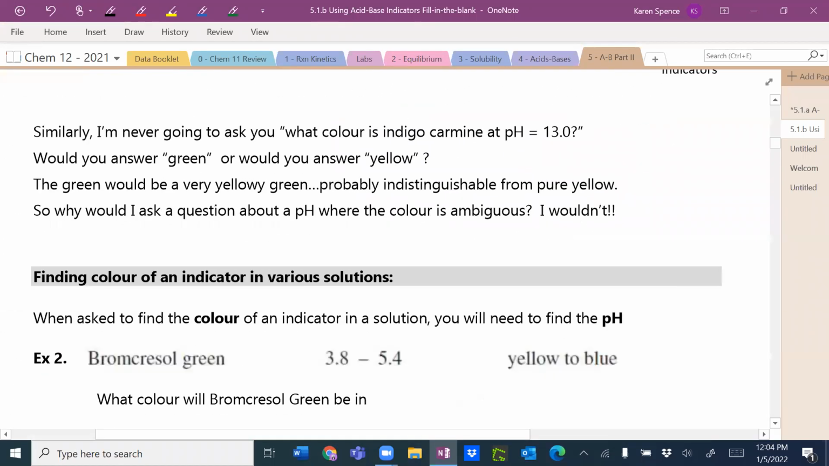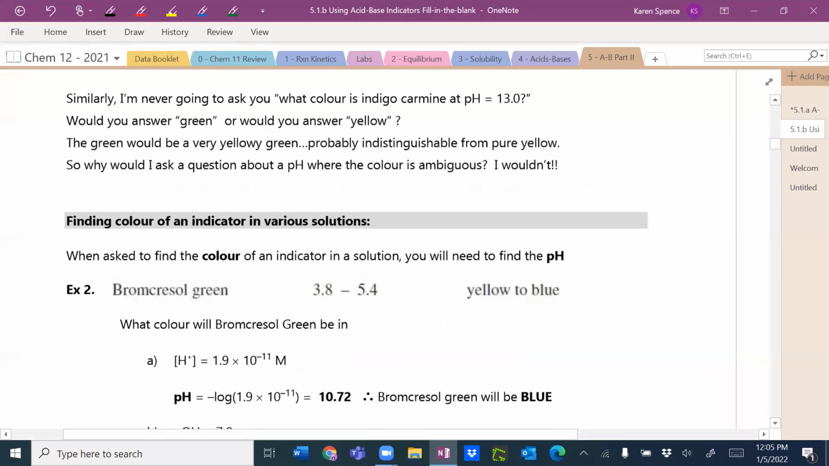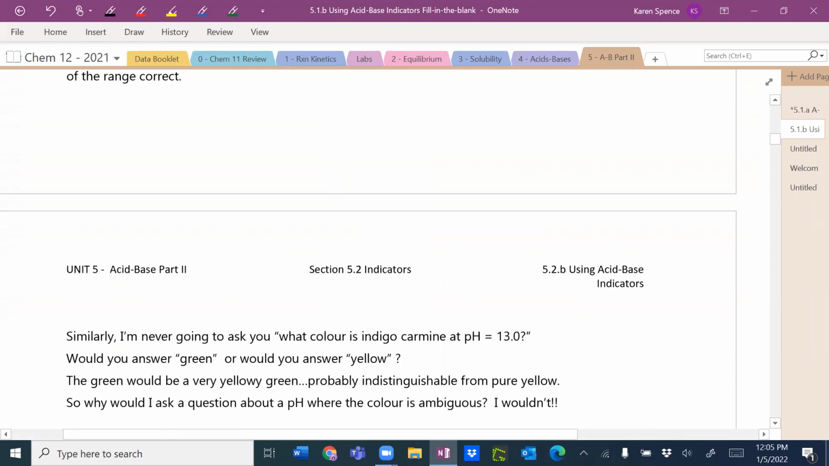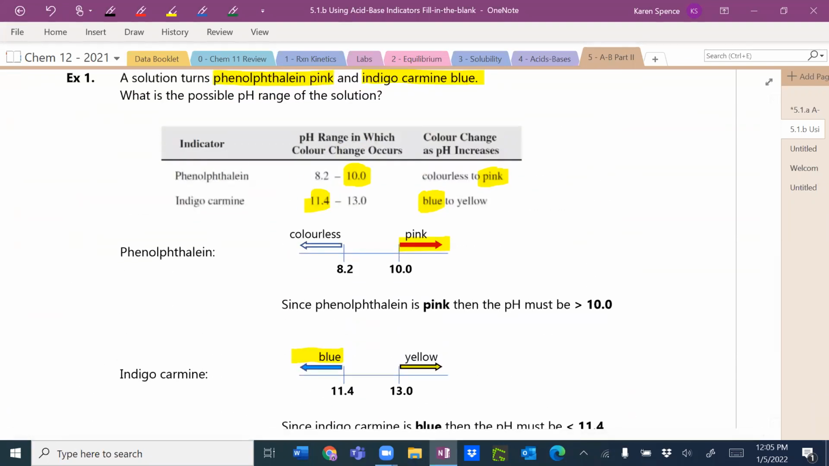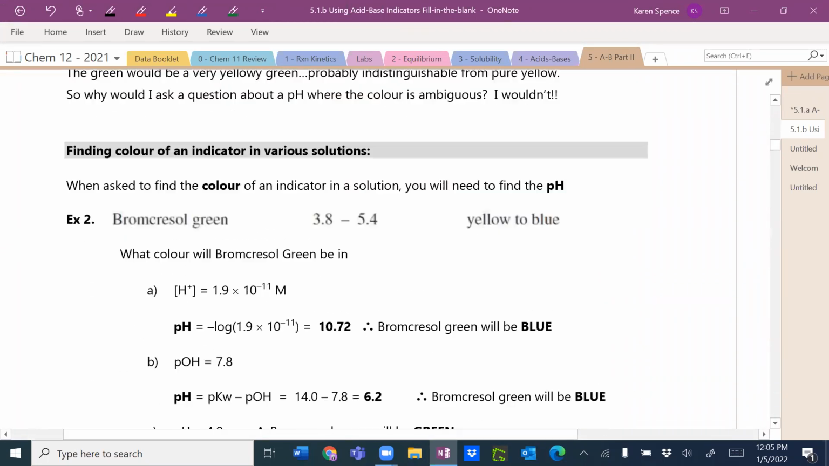There's a little blah blah up there, me going on and on about how I don't actually care. Indigo carmine at pH 13, what color is it? Is it yellow? Is it green? Don't worry about it, I won't ask you, it's a silly question. Okay.